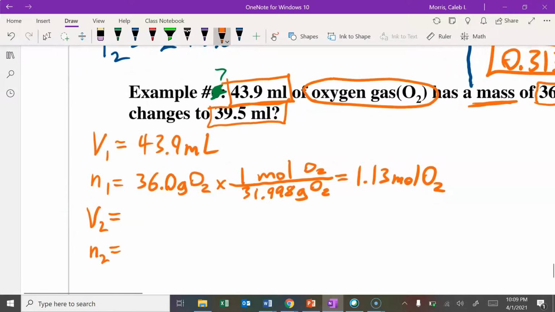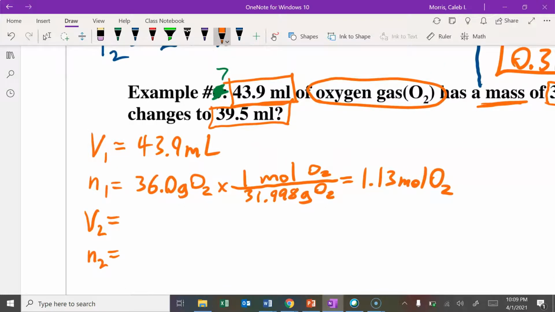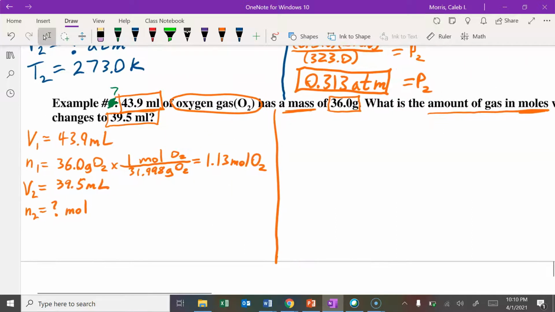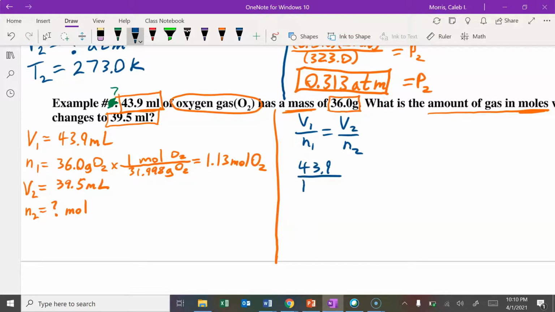Then we get to V2. V2, our other volume, is 39.5 milliliters. And then n2 is what I'm looking for, and that's going to be in terms of moles. Again, our equation is V1 over n1 equals V2 over n2. So I'm going to put 43.9 over 1.13 equals 39.5 over n2.